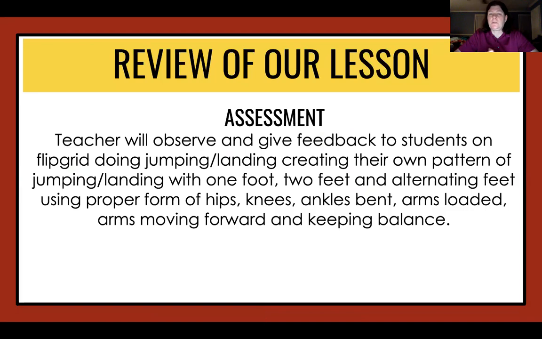Today we learned how to jump and land in the vertical and horizontal planes using direction, like moving up and down the rope or forward and back, or using a combination of 1 foot, 2 feet, alternating feet. So for your assessment, the teacher's going to observe and give you feedback on Flipgrid, and you're going to create your own pattern of jumping, kind of like what we did at the end. You can do 1 foot, 2 feet, 1 foot, alternating feet, but you need to show all three different kinds of jumping: off 1 foot, off 2 feet, and alternating feet.